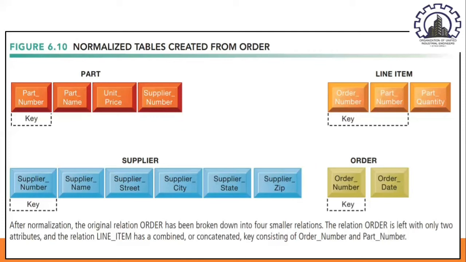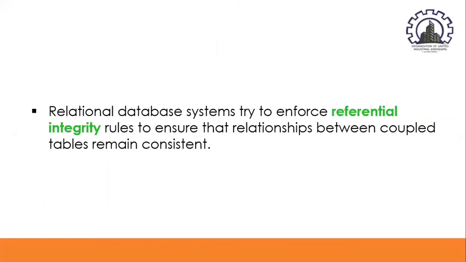So a more efficient way to arrange the data is to break down order into smaller relations, each of which describes a single entity. So if we go step by step and normalize the relation order, then we emerge with the relations illustrated in 6.10. Now, relational database systems try to enforce referential integrity rules to ensure that relationships between coupled tables remain consistent.